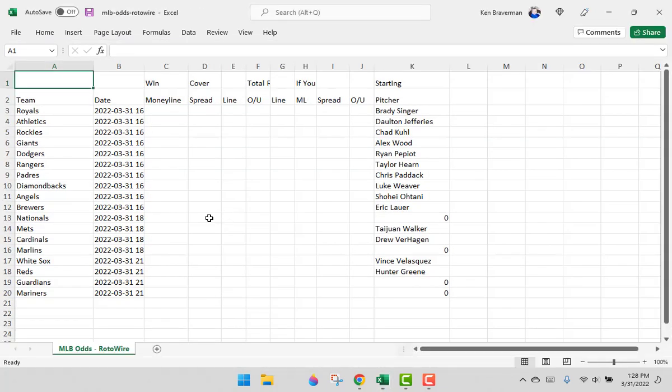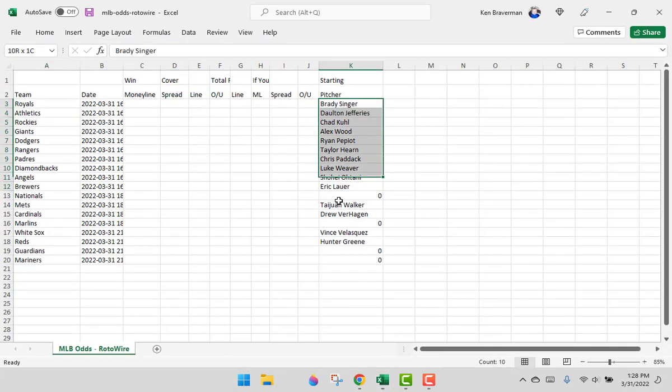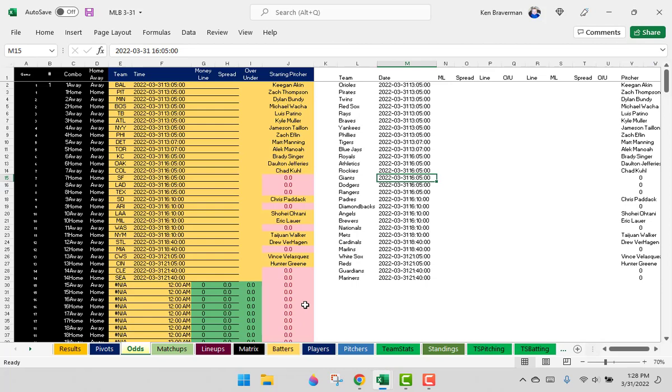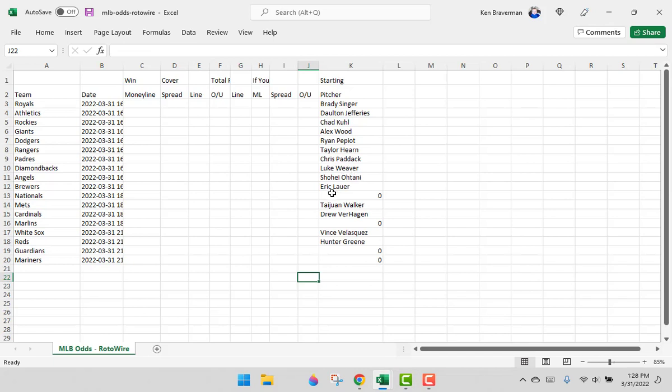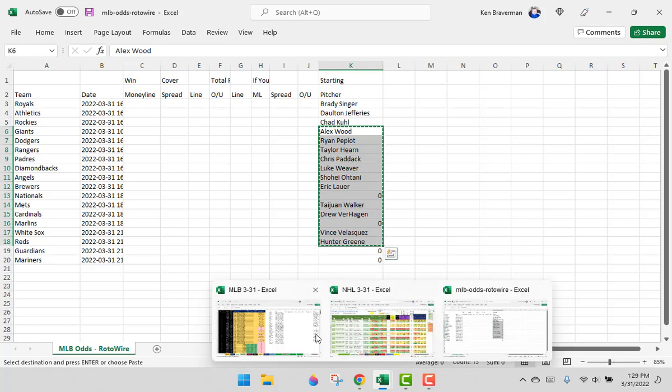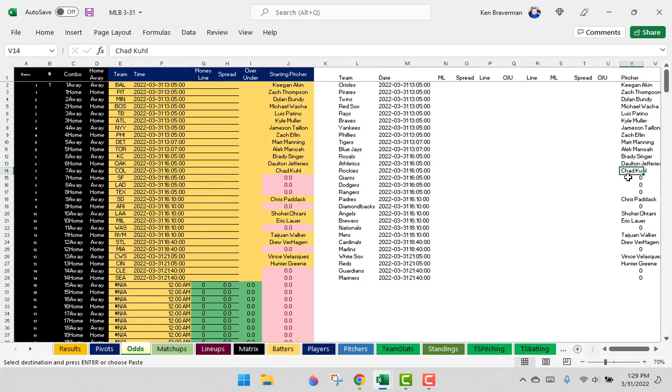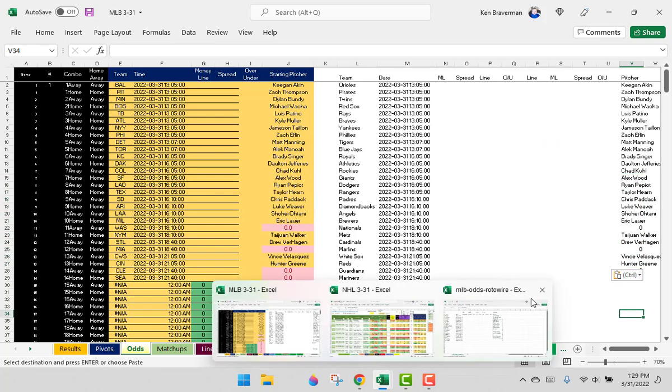Now, here's what's going on. Notice that we have pitchers sometimes named and sometimes not named. And you now have to update the odds sheet pretty frequently to get whatever these pitchers are. So we were at Chad Cool right here. So all these guys are confirmed now. So we're just going to bring them over and overlay them right here. And we're still missing some, but we do have some other ones done. So that's how you do a little quick update.